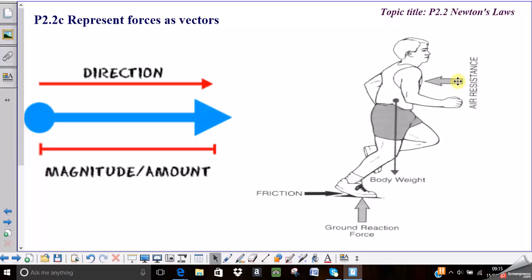And there is also air resistance. There is air resistance because the person is running through the air. That means the air creates a drag. That means the air is creating a resistance.